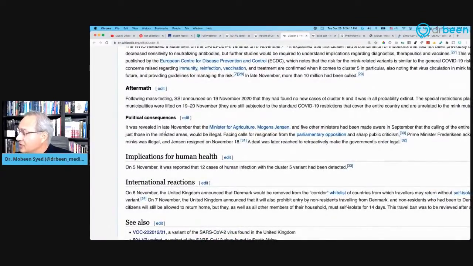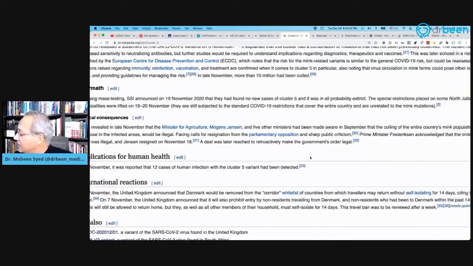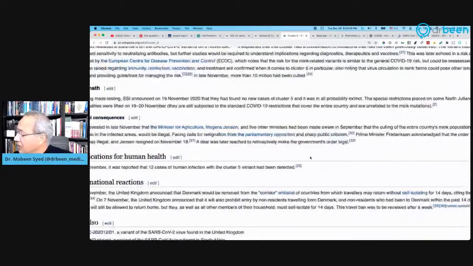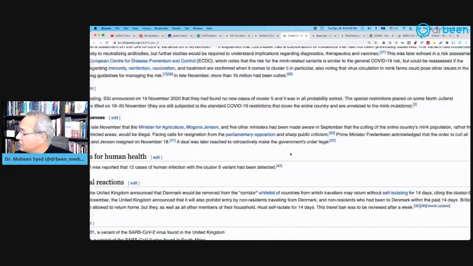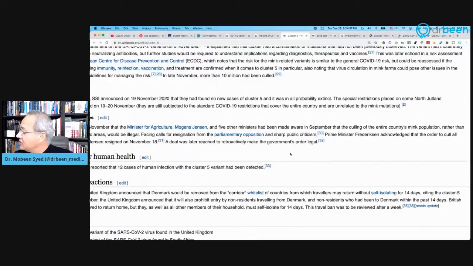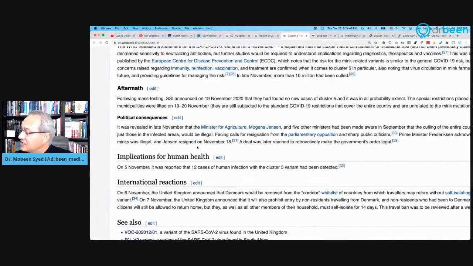It was revealed in late November that the Minister for Agriculture, Mogens Jensen, if I can pronounce the name correctly, and 5 other ministers had been made aware in September that the culling of the entire country's mink population, rather than just those in the infected area, would be illegal. Facing calls for resignation from the parliamentary opposition and sharp public criticism, Prime Minister Frederiksen acknowledged that the order to cull all minks was illegal, and Jensen resigned on November 18th.